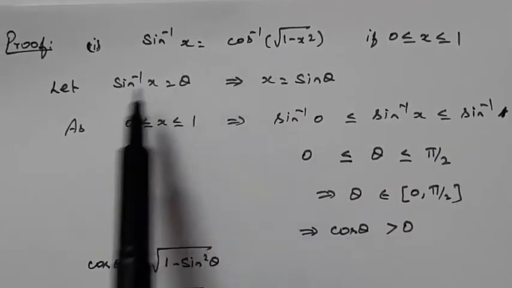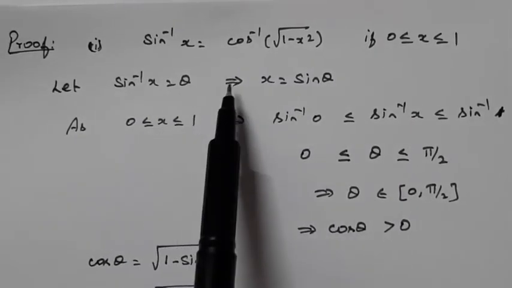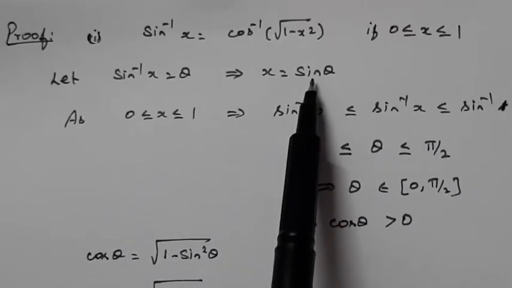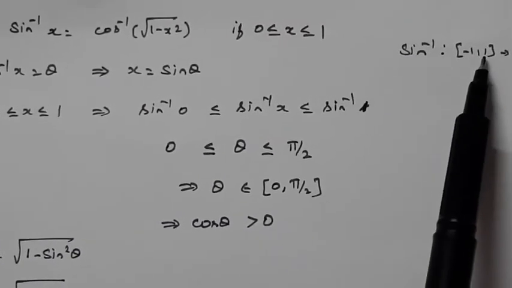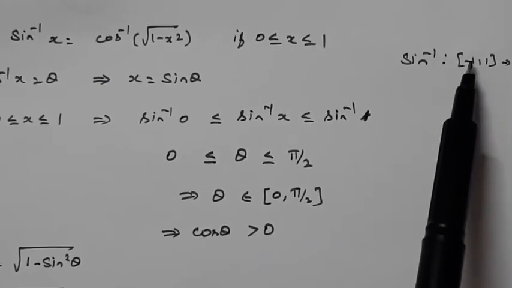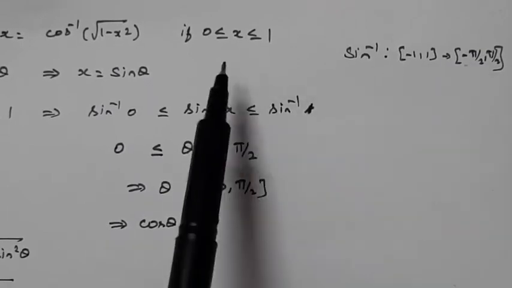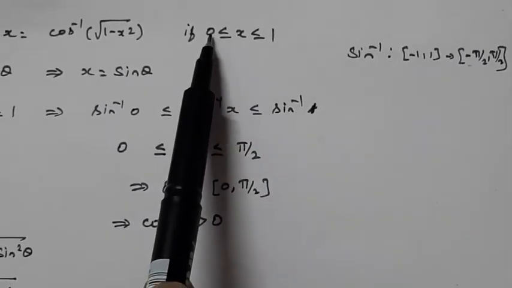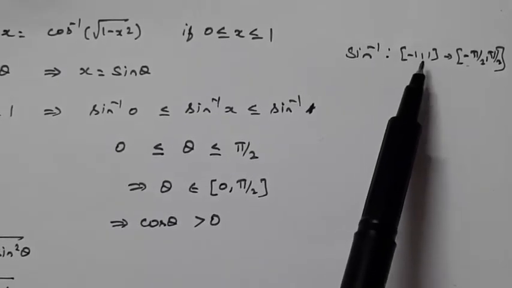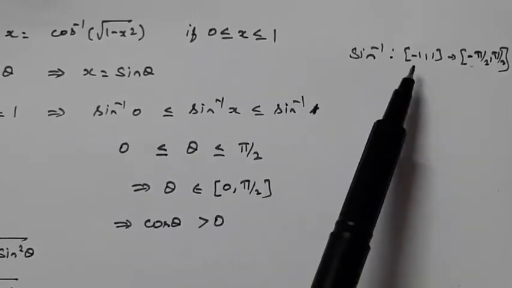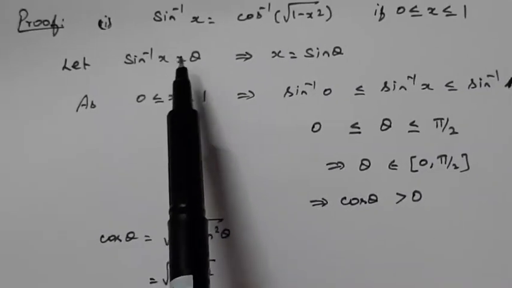Let us prove this. In order to prove this, let us take sin inverse of x to be theta. So, by definition, we have x equal to sin theta. You know that for sin inverse, the domain should be minus 1 comma 1, and the range is the closed interval minus pi by 2 to pi by 2, right. Now, as x belongs to the closed interval 0 to 1, and that interval lies in the closed interval minus 1 comma 1, clearly x belongs to this domain, and therefore sin inverse of x equal to theta is well defined.